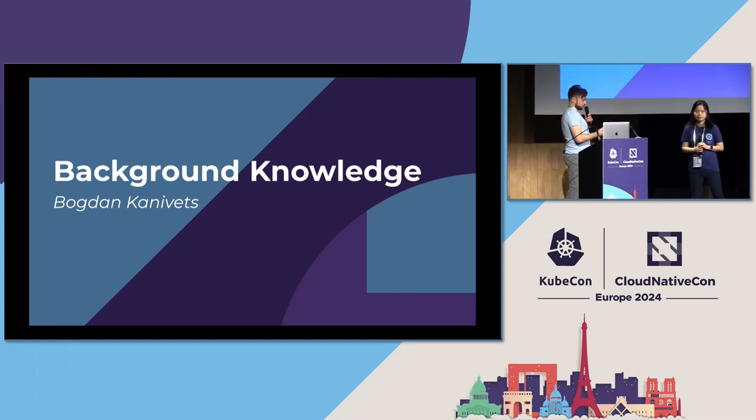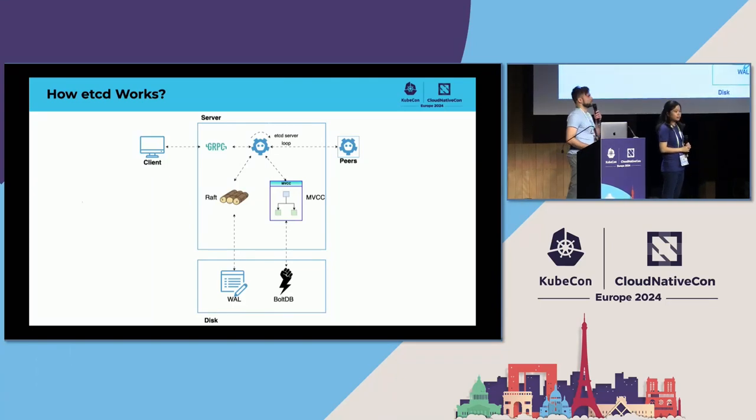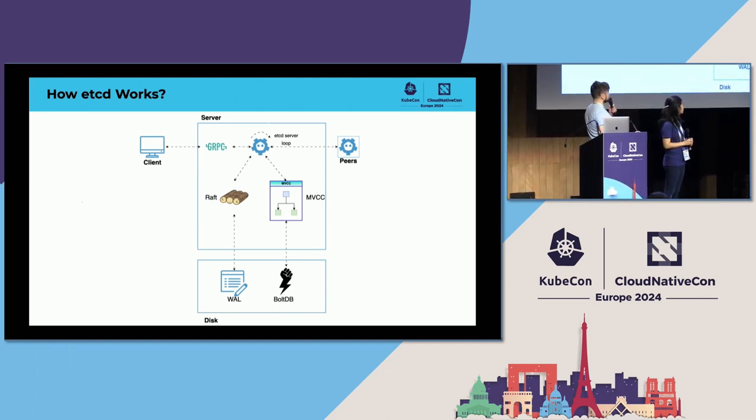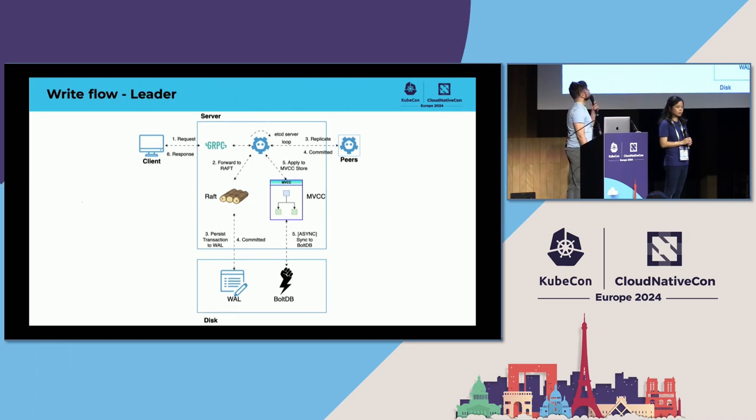Okay, so initially we're going to go through some background knowledge for those people who are new to etcd or don't work on etcd all day. So etcd is a strongly consistent key value store, and it uses Raft to achieve that strong consistency. So a lot of etcd architecture is around Raft. Since it's a key value store, it also has its own MVCC implementation that is backed by an embedded BoltDB or BBolt database. And also a lot of logic in etcd is dealing with peer communication, which is also part of Raft. So let's look at the typical write flow, which is on the leader.